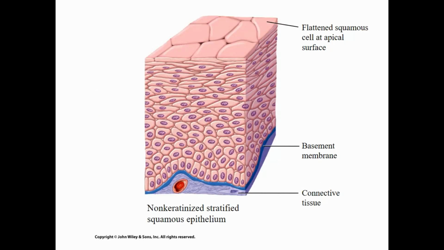And here is the artistic version. Remember, in naming, down here they have a cuboidal appearance. But remember, when we're naming epithelial tissue, we always go with the shape of the cells that are on the apical surface, which are flat. So we see multiple layers and we see flat cells on top. So this would be non-keratinized stratified squamous.